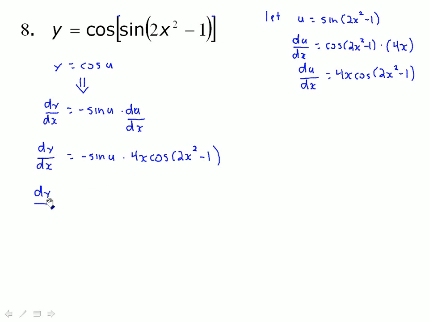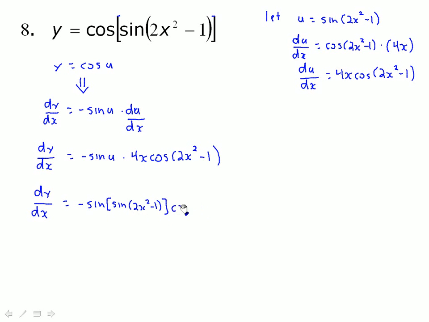We now make our substitutions in, and dy/dx is equal to negative sine of u. Well, u is sine of 2x squared minus 1, so this really is the sine of [sine of 2x squared minus 1]. So I'm introducing a square bracket just so I can keep it clear what's going on. The sine of the sine. It's not wrong. And multiplied by all this.